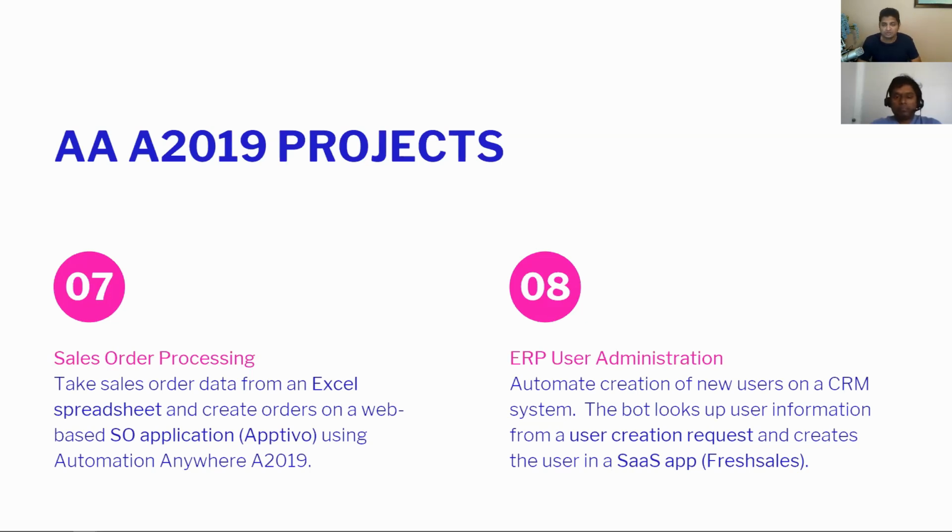Then the next one is an ERP user administration use case, where an administrator has to keep adding multiple users who join the company or who want to use the application. We took that and automated it. Here we take it from a user request, and then we create it in a SaaS app, for which we selected Fresh Sales, a Freshworks application. And Arun, I think, is going to show this to you today.